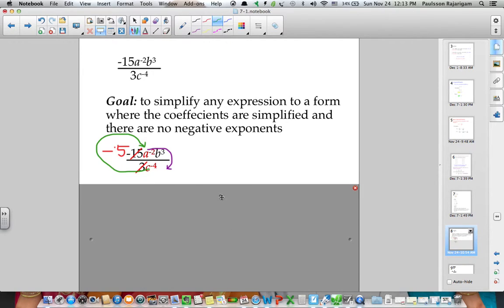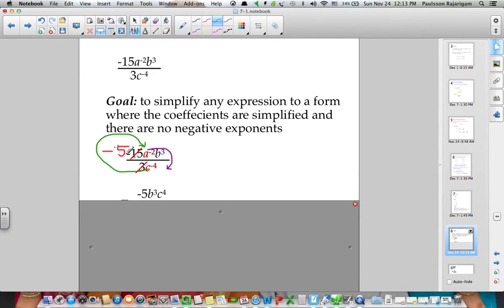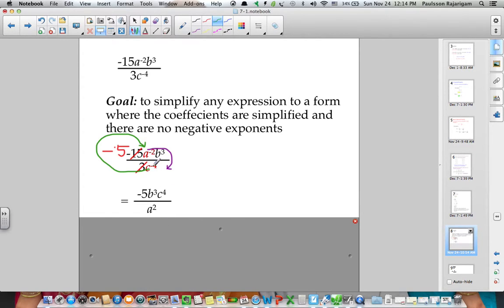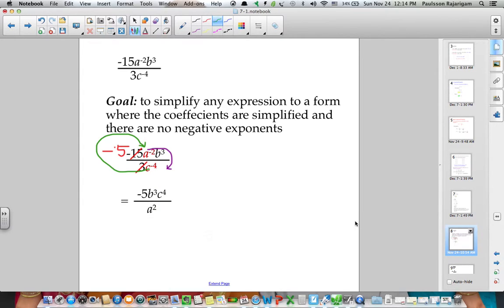So when I do all that, I have negative 5, which is the coefficient. In the numerator, I have b cubed, that remains unchanged. I just moved the c to the negative 4 to the numerator, and that became c to the 4th. That over the a to the negative 2, which I moved to the denominator and is now an a squared. Okay?